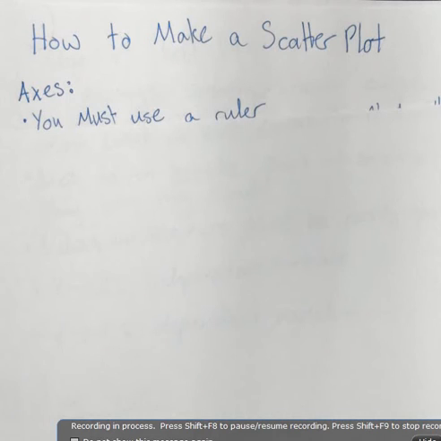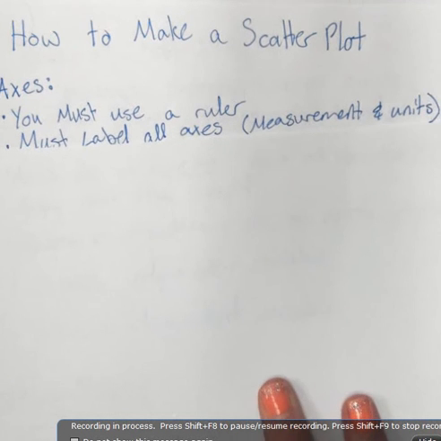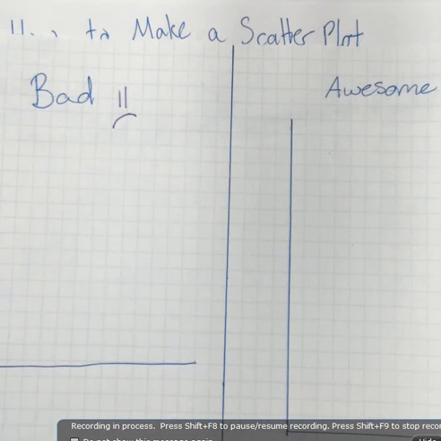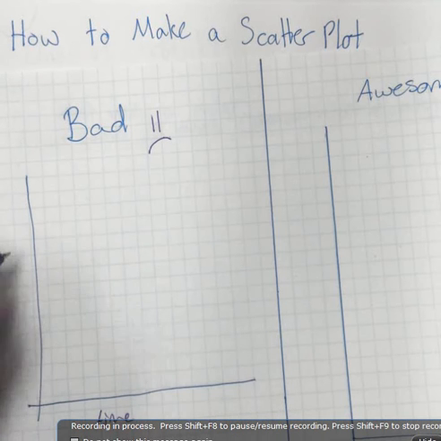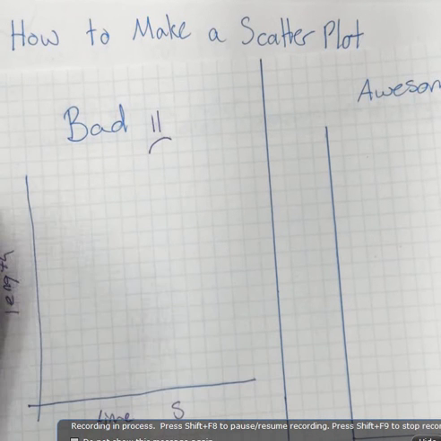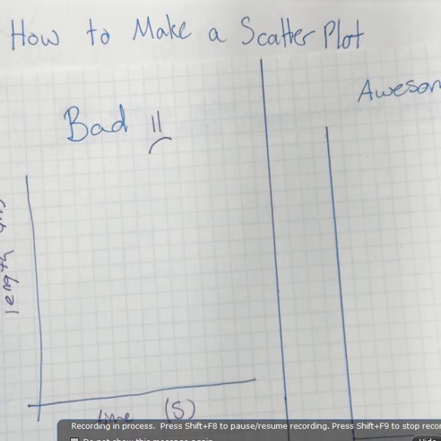Alright, if you're doing a graph, you need to label all of your axes with both the measurement and the units. Label all of the axes with measurement and units. So that means that there's no such thing as putting in, oh, this is time and this is length. That would be bad. Even if you said this is time in seconds and this is length in meters, that's a little bit better, but you're still missing any of your data points.